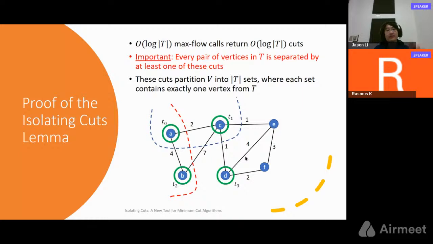So because of that, if we imagine taking these ST cuts and deleting them all from the graph, then in the remaining graph with the min cuts deleted, every connected component has at most one terminal. It can have 0 terminals, but it cannot have more than one terminal because they must be separated by one of these cuts. Okay. So in this case, imagine these are the 4 components we get, and indeed each component has at most one terminal.